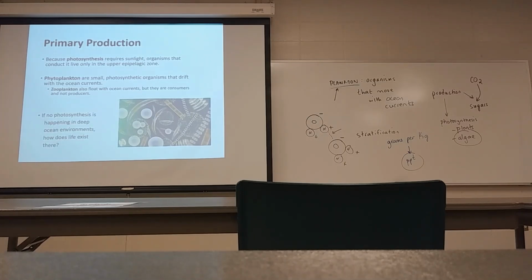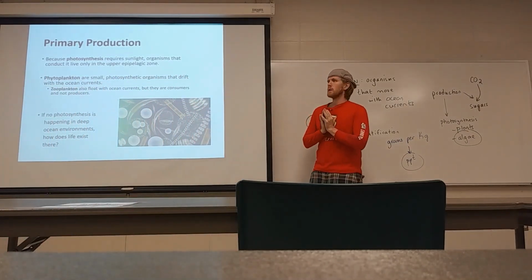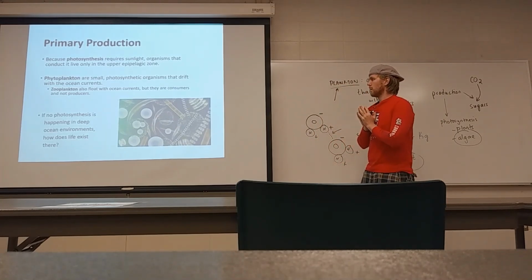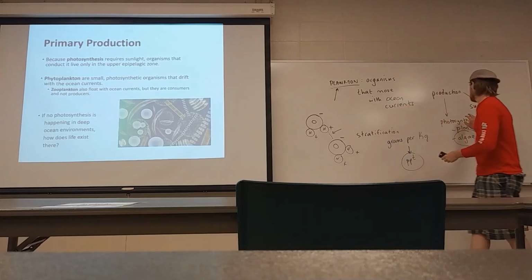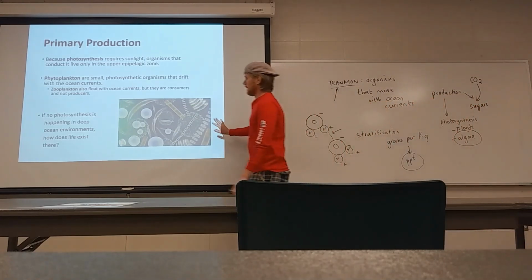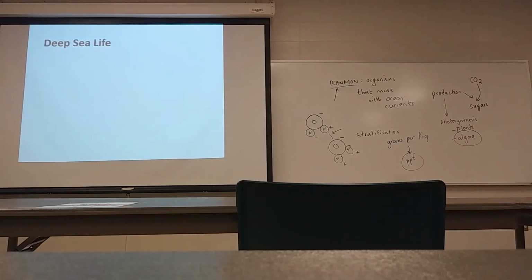So this is great for food webs and such that are near the surface of the ocean, but there's a lot of stuff in deep sea communities. So if photosynthesis is only happening near the surface of the water, how on earth is life existing in deep sea environments? There are two primary methods used by deep sea life to obtain the energy that they need without sun exposure being very adequate.